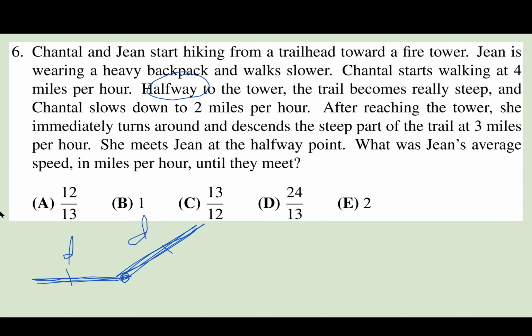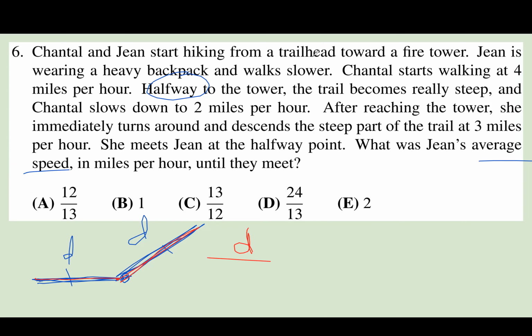Now, we want average speed. Average speed is calculated by finding total distance traveled divided by the total time. So we need to find how far she traveled. Well, think about it. She's going to travel D miles to get to the halfway point. Then she's going to go up the hill D miles, and then she's going to go back down the hill D miles. So in total, Jean will travel 3D miles. I'm sorry, that is Chantal, my bad. By that point, Jean only travels D miles.